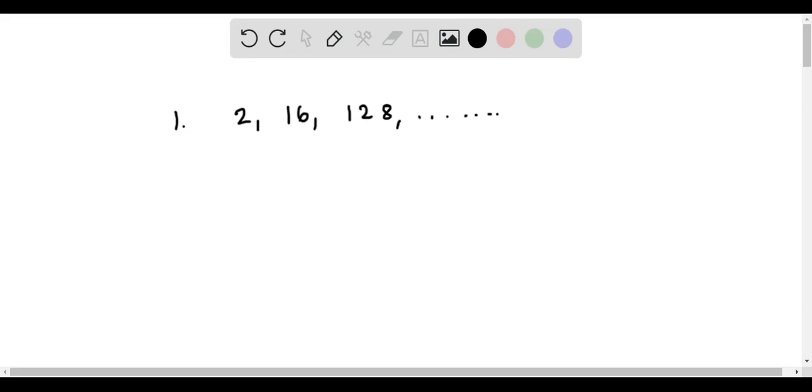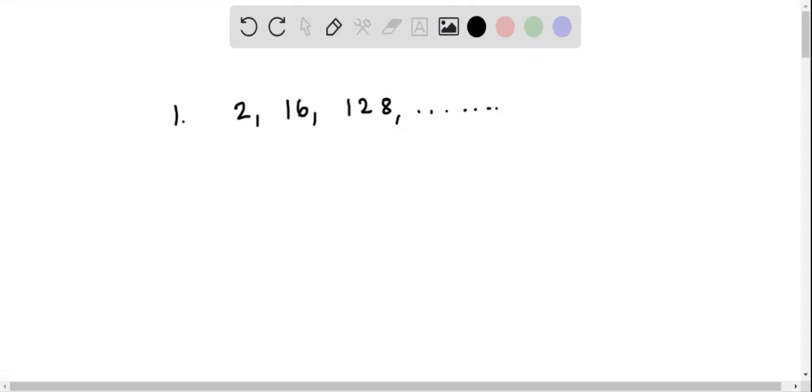Let's do question one. Here we have this sequence 2, comma 16, comma 128, and so on. We say that a sequence is geometric if the ratio between any two consecutive terms is the same. So let's find the ratio. I'm going to find this ratio a2 over a1.